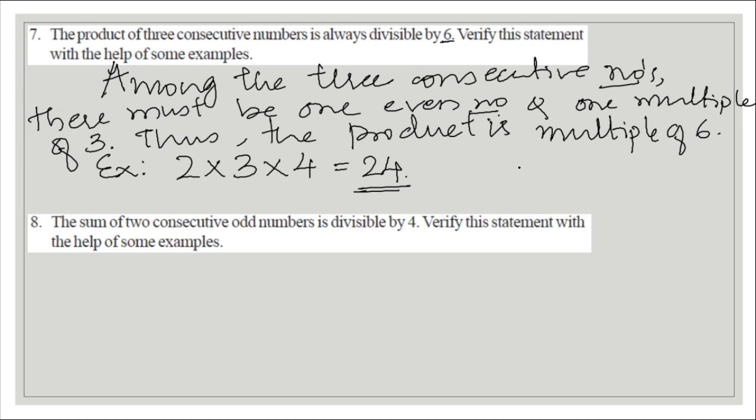Let me give one more example. 4 multiplied to 5 multiplied to 6 is 120. This is also divisible by 6. Here, the even number is 4 and one multiple of 3 is 6. This number is divisible by 6. This statement you must remember, you will come across it in class 10th, first chapter.